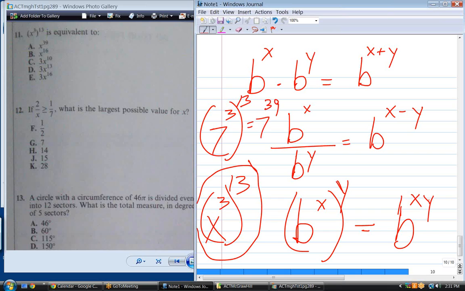All right. It's probably a good stopping point. And next time we can pick up at 12.